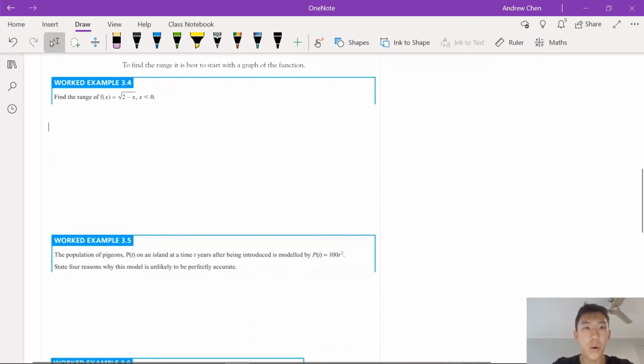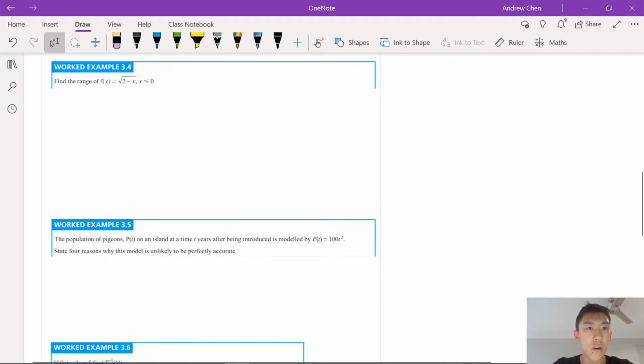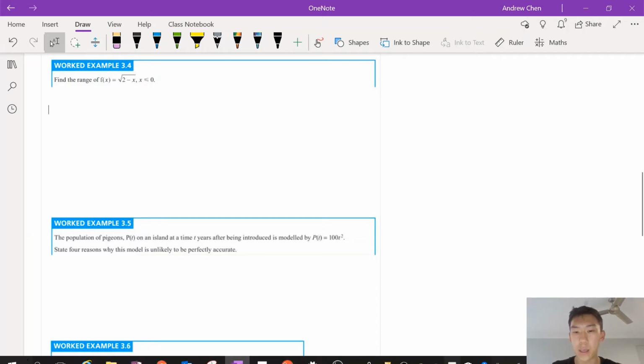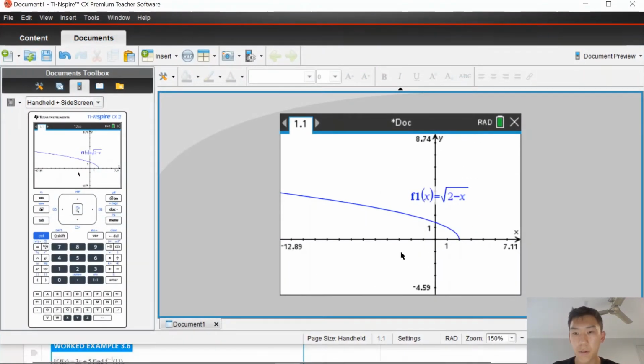Example 3.4. Find the range of f of x equals 2 take x. So same function as before, but this time it's restricted in our domain. It said that we are only interested in the part of the graph when x is negative, and including 0, obviously, because x is less than or equal to 0. So let's pull up our graph again.